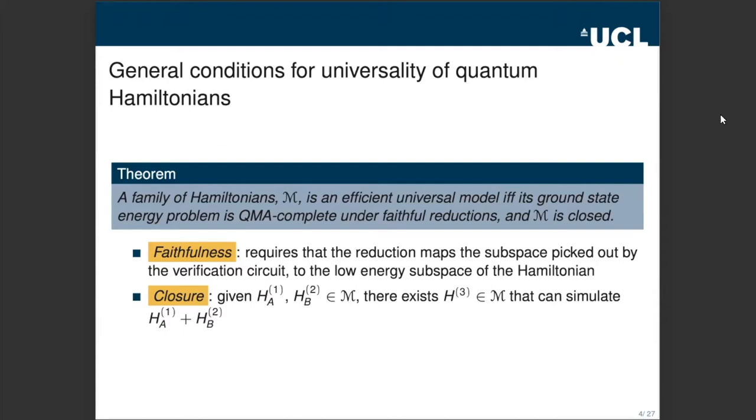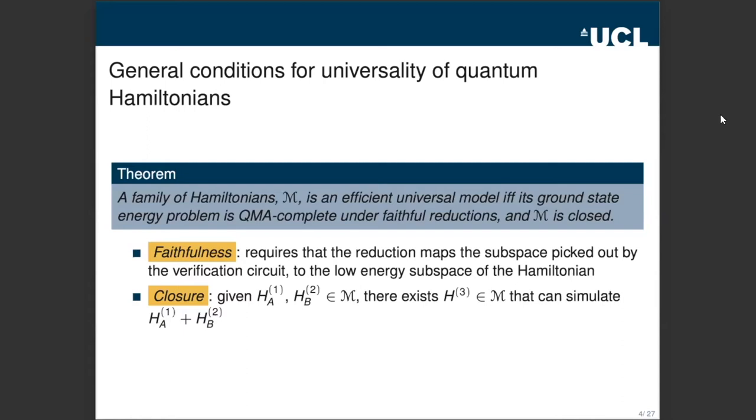And we say the model is closed if given two Hamiltonians acting on possibly overlapping sets of qubits A and B, which are in the model, there exists a third Hamiltonian also in the model, which can simulate the sum of the initial two Hamiltonians. So this is kind of the main result of our work.